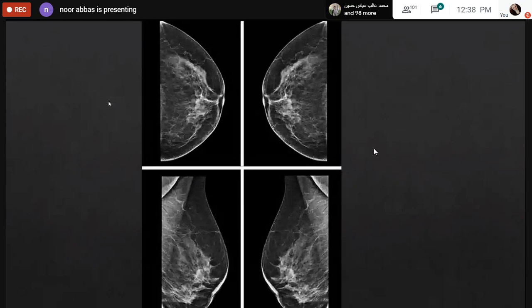It is dedicated X-ray equipment used for imaging of the breast, with an X-ray tube and a plate. There is compression of the breast tissue, and we use low dose radiation to the breast to produce these images, so that we can look for masses and microcalcifications.